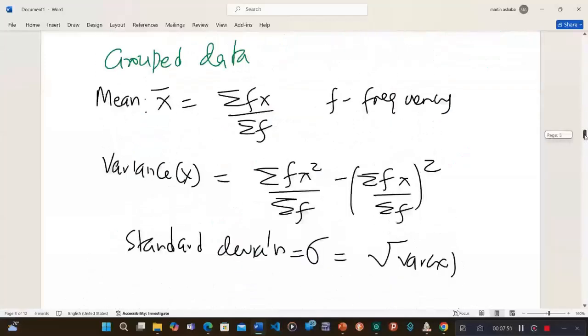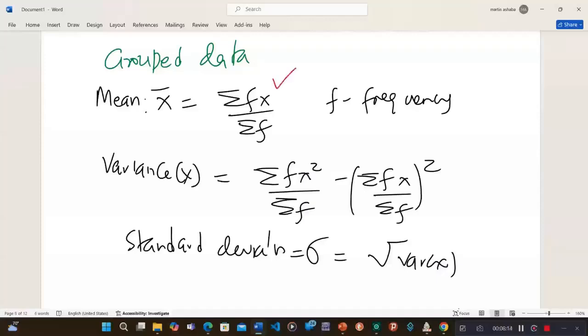Now we are rushing to discuss the grouped data. For grouped data, we are beginning with the mean. It will be the sum of fx divided by sum of f, whereby f is the frequency, or the number of times that a data point appears. So this is what we call the mean.